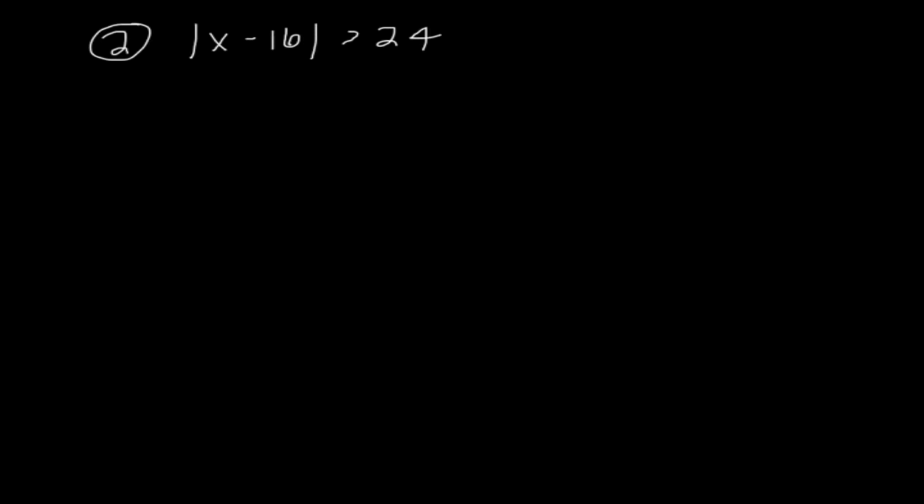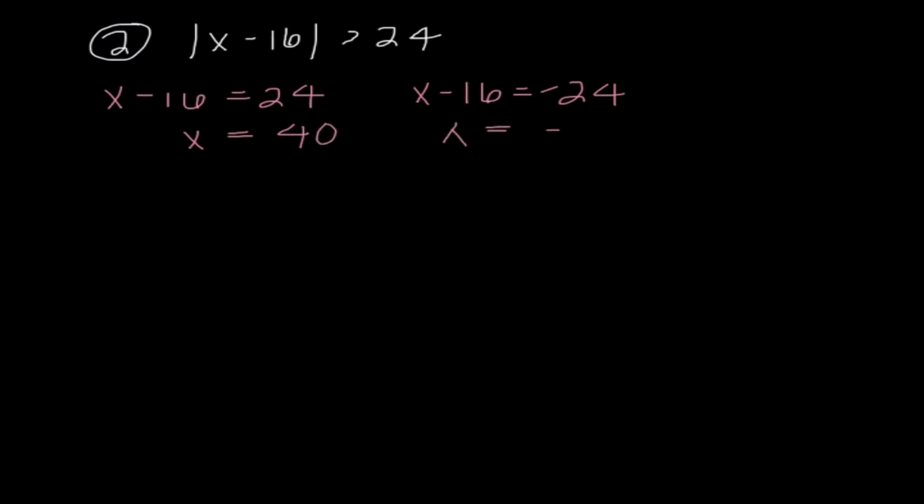So the second one we're going to do is the absolute value of x minus 16 is greater than 24. It's already isolated, so I can just go ahead and set x minus 16 equal to 24 and equal to negative 24. When I solve those, I get x is equal to 40 and x is equal to negative 8. Okay, so on my number line, there's negative 8, there's 40. I know that these are not closed. They're going to be open, using parentheses, because it just says greater than.